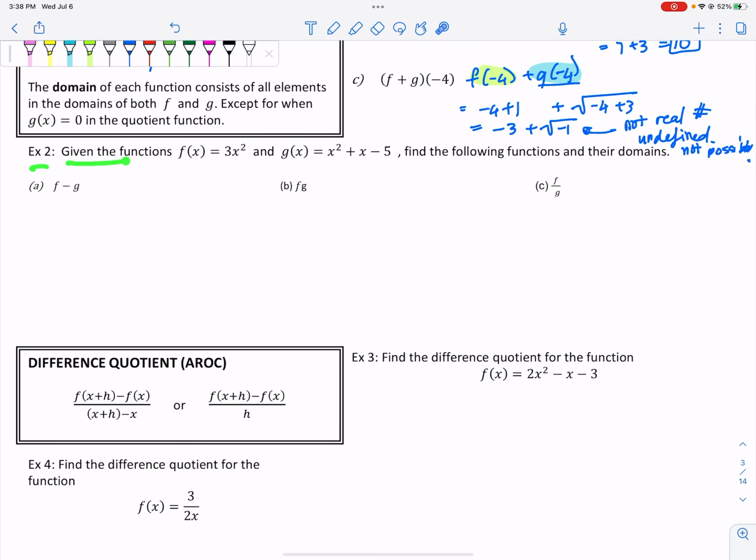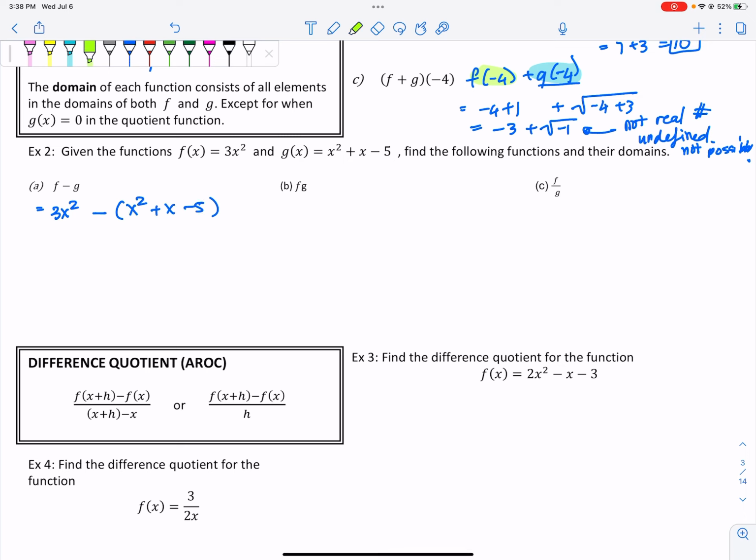Example 2: given the function f of x equals 3x squared and g of x equals x squared plus x minus 5, find the following functions and their domain. So first we're going to take f minus g. That means f is 3x squared, minus g, which is x squared plus x minus 5.